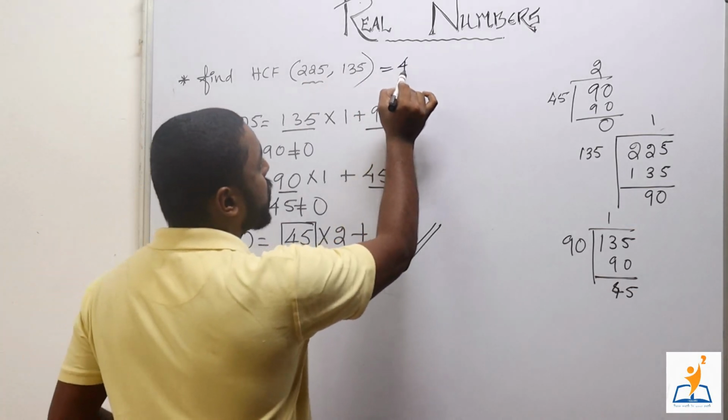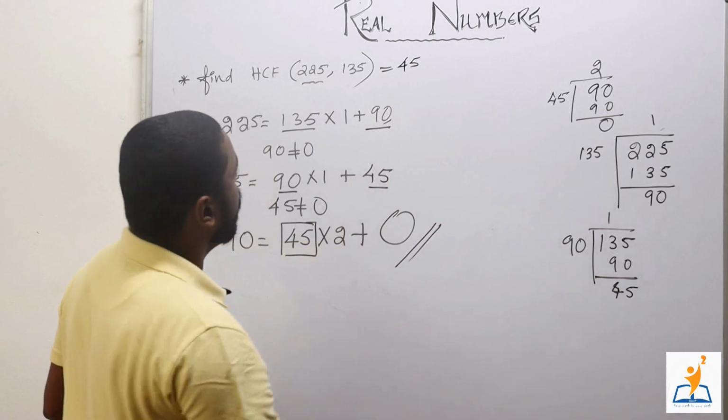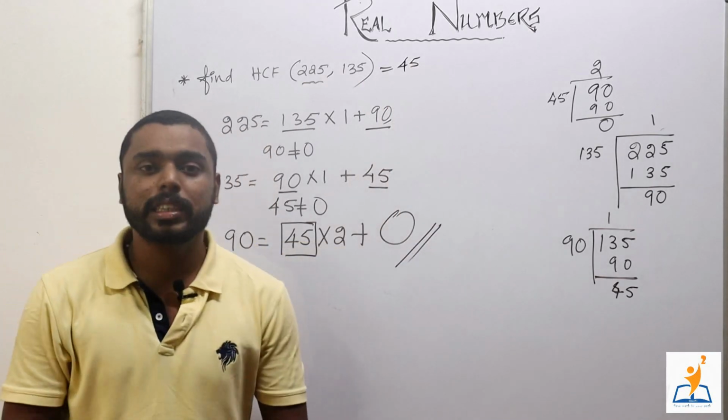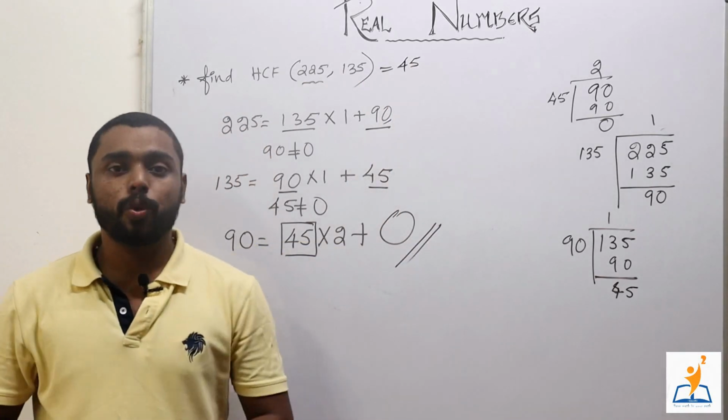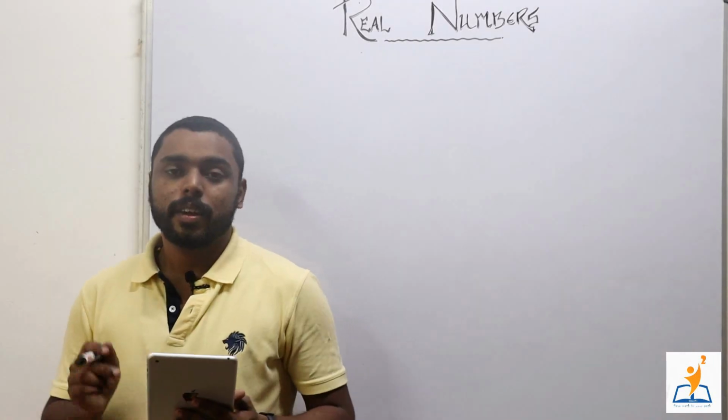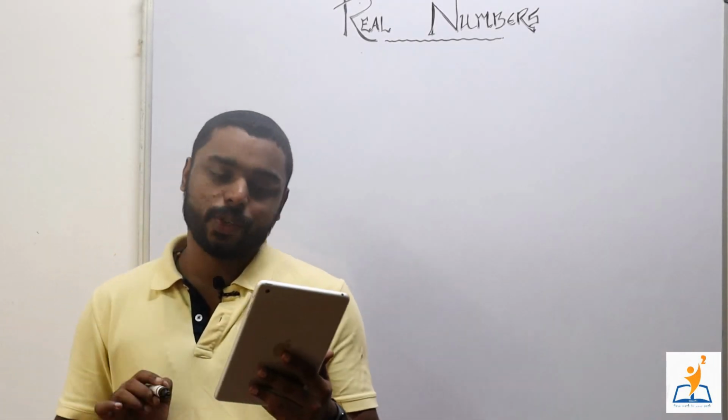So we get HCF of 225 and 135 equal to 45. Now we shall move into the next question.